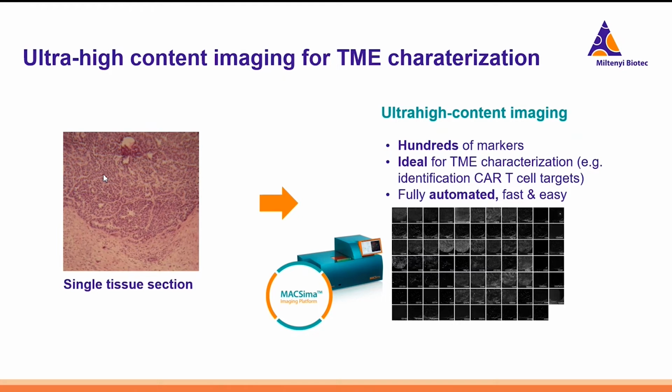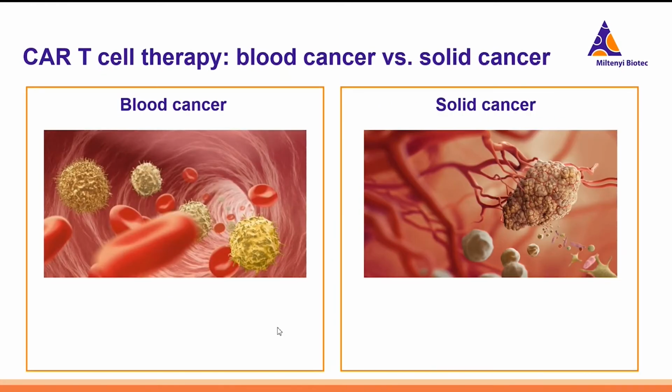The MACSima instrument is a fully automated solution. You just need to insert your sample and let the instrument do the rest of the job for you. Good. So now, in my story today, I would like to stay a little bit at the point of the identification of CAR T cell targets for the treatment of solid tumors.